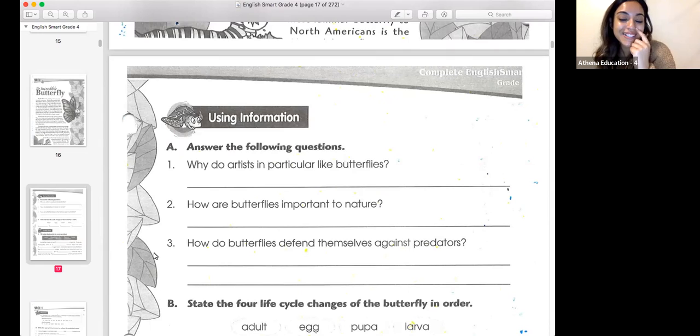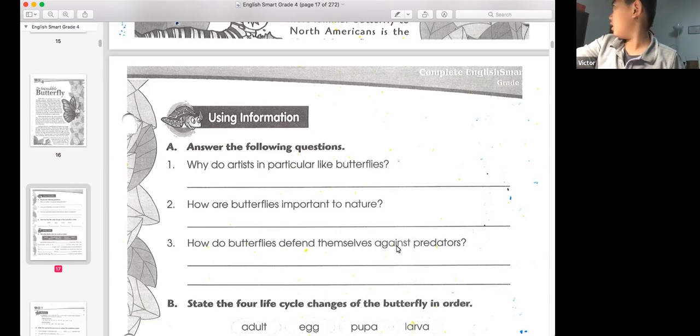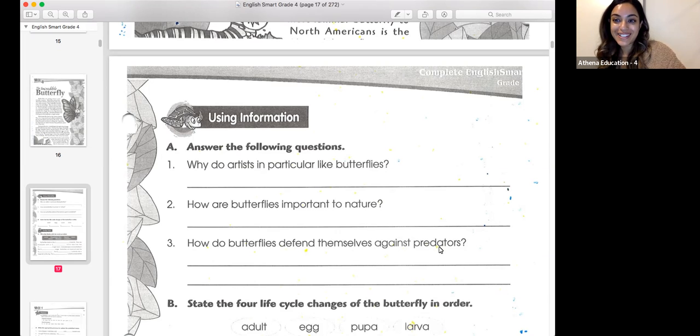Can you read your answer? Butterflies use their color for camouflage, to defend themselves against predators. So you want to add that on to your sentence to make it a complete sentence, okay? You wrote they use their colorful camouflage, right? And then you're going to add to defend themselves against predators. Okay? Yeah.